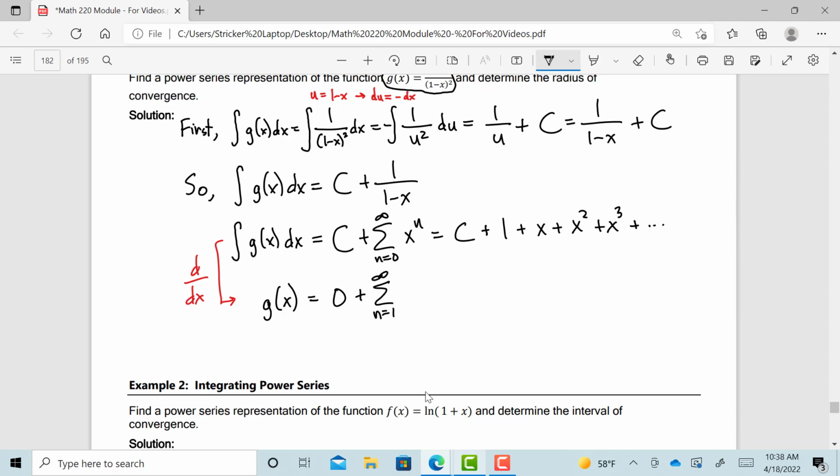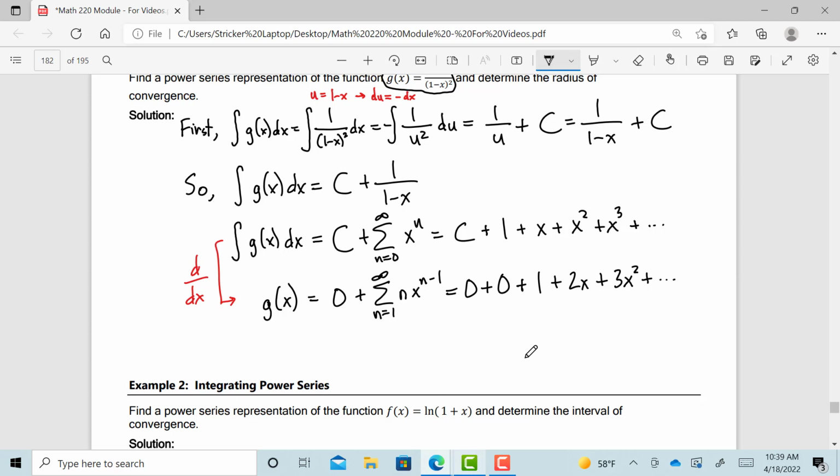And then remember, we're using the power rule. So this is going to become n, bring the power down, and then subtract 1 from the power. And so term by term, what does this look like? Well, again, the derivative of c is 0, plus the derivative of 1 is 0, plus the derivative of x is 1, plus the derivative of x squared is 2x, plus the derivative of x cubed is 3x squared, and so on.